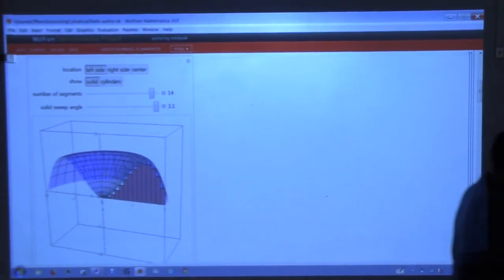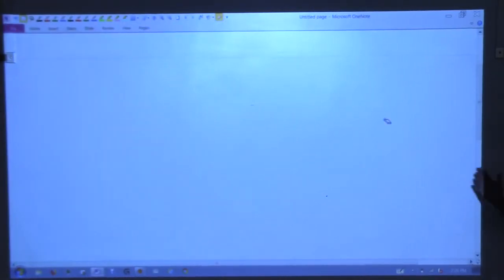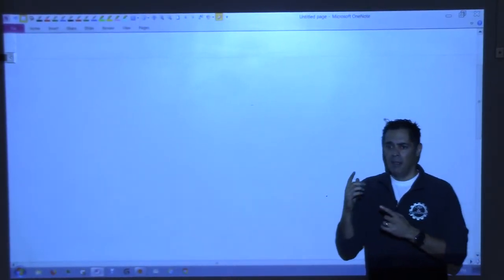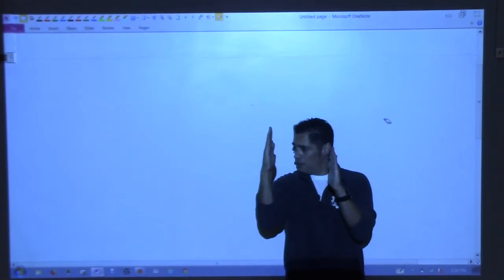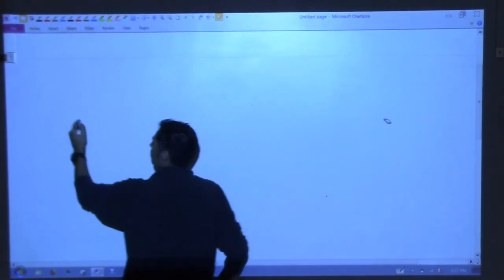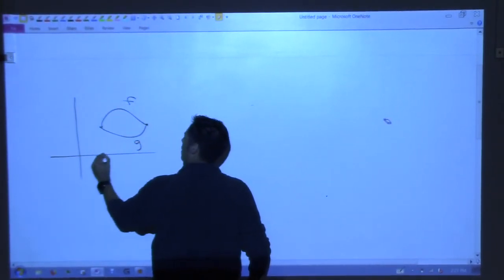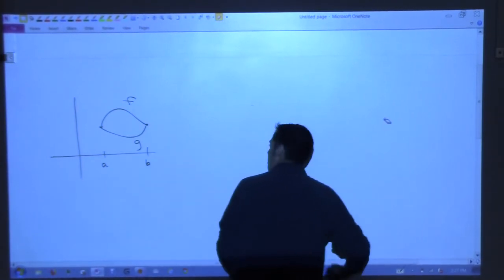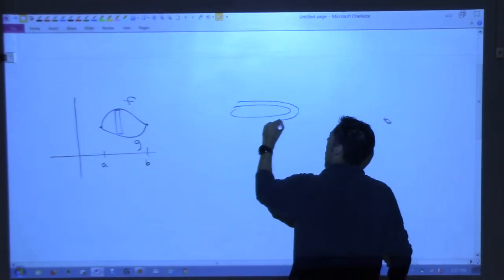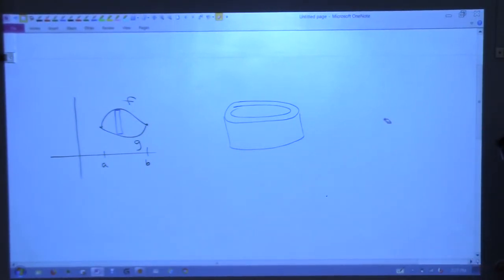The key to this method is that with washers, your rectangles were perpendicular to your axis of rotation. With this method, my rectangles can be parallel to my axis of rotation, and that's what makes shells so great. So back to my picture: got f here, g here, a here, b here. Then I wrap this around, and there he is. I asked you if we might be able to come up with a formula for the volume of that.